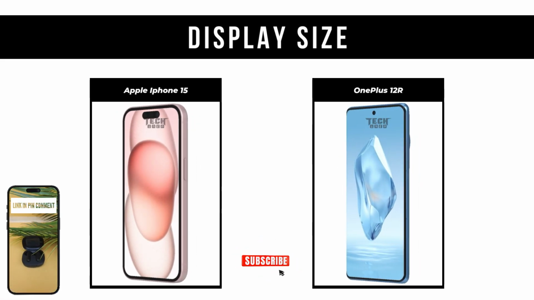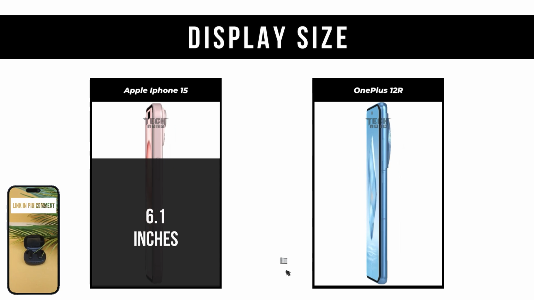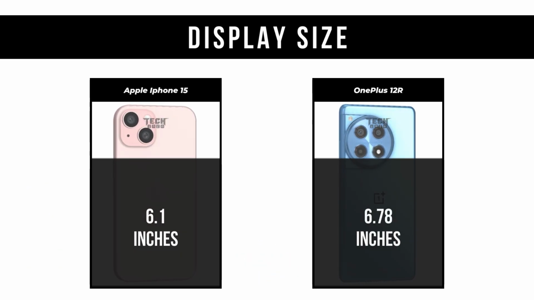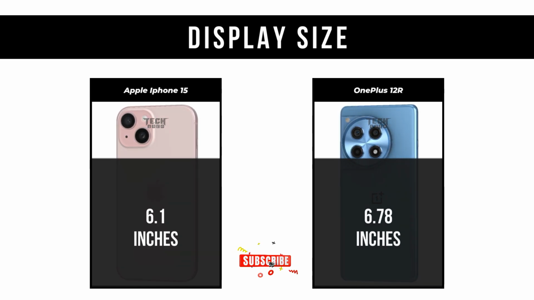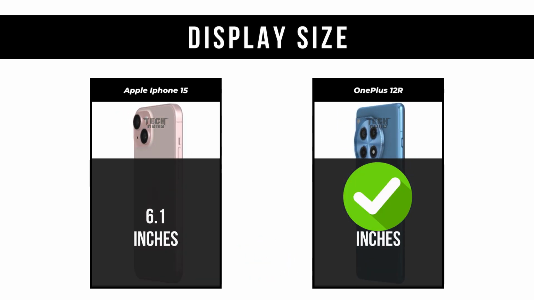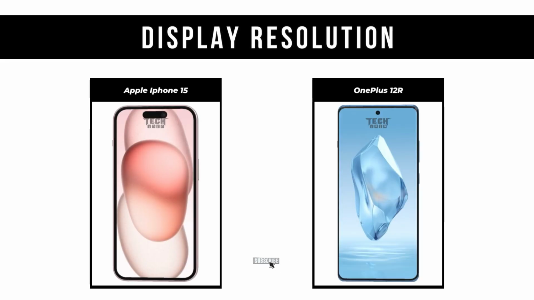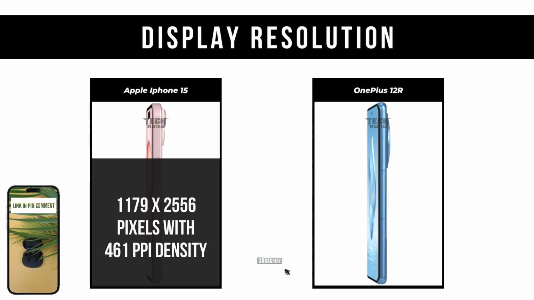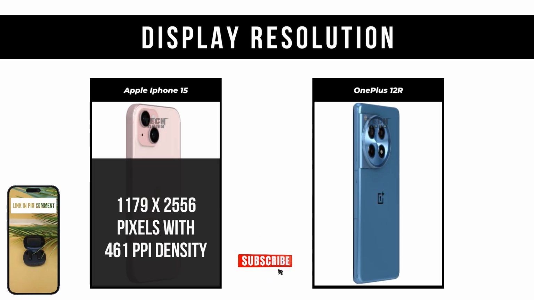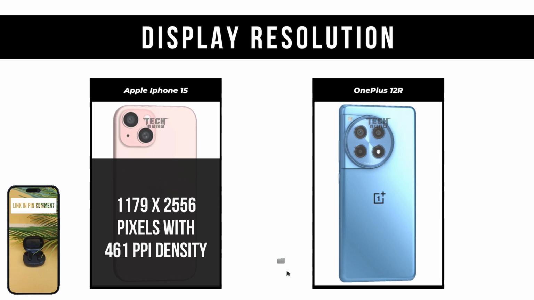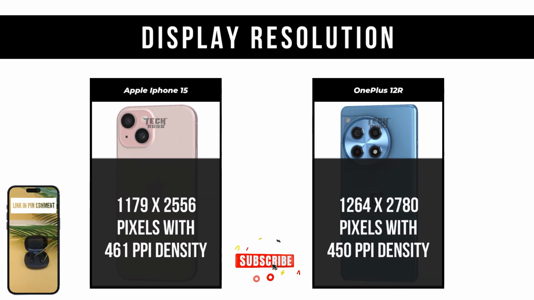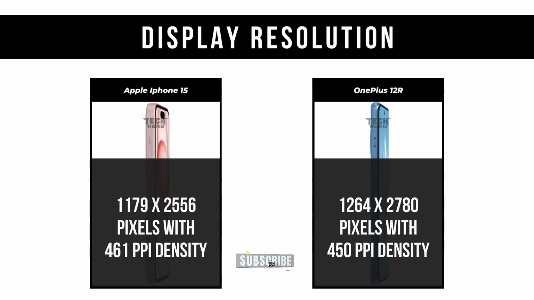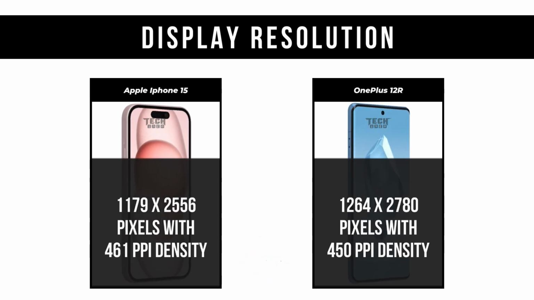Display size. Apple iPhone 15 is 6.1 inches. OnePlus 12R is 6.78 inches. Display resolution. Apple iPhone 15 is 1179 into 2556 pixels, with 461 ppi density. OnePlus 12R is 1264 into 2780 pixels, with 450 ppi density.